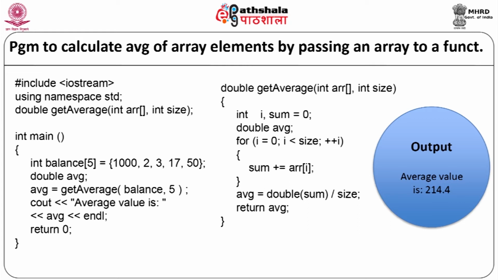Now, we will define our function as double getAverage(int ar[], int size). int i, sum = 0, double average. For i = 0, i < size, i++, sum = sum + ar[i]. The for loop will end. average = double(sum) / size, return average, and the function will end. When the above code is compiled and executed, it will produce the result: average value is 214.4.